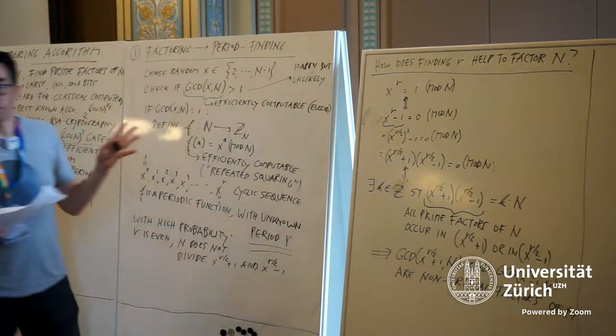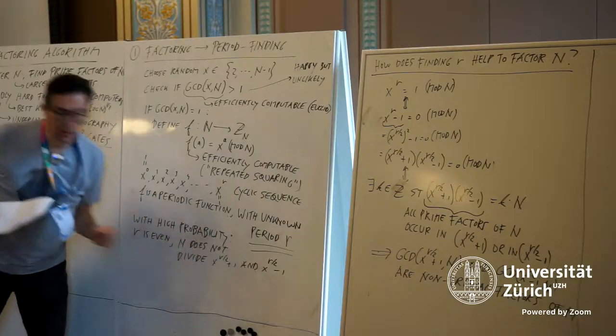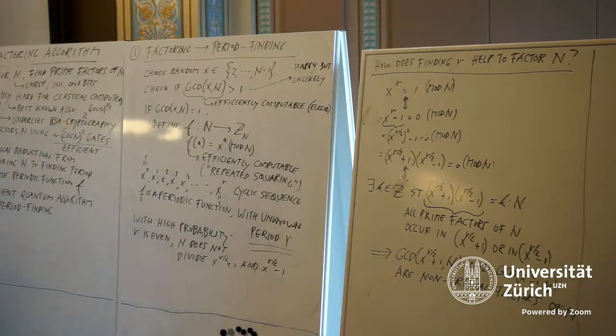So there you go. If you find this period R, and this event that R is even and it does not divide these two numbers occurs, which happens with high probability, then you can just compute two GCDs and it will give you non-trivial factors of the number N, which means that if you find R, you can factor.